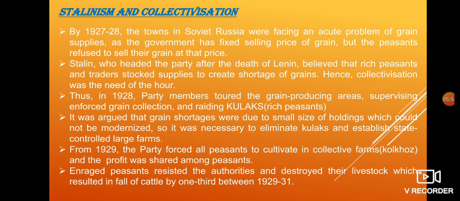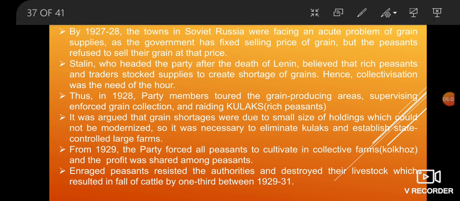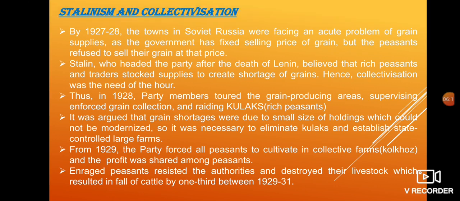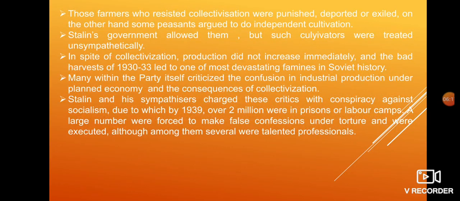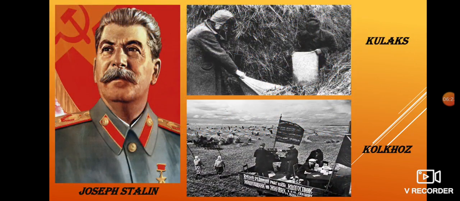The peasants refused to sell their grains to the government at the fixed price. In 1928, government officials toured the grain producing areas for enforced grain collection. They raided kulaks. Kulaks were the name for the well to do peasants, that means the rich peasants.